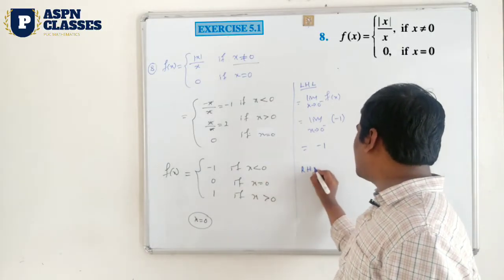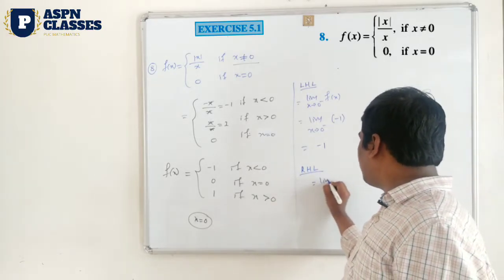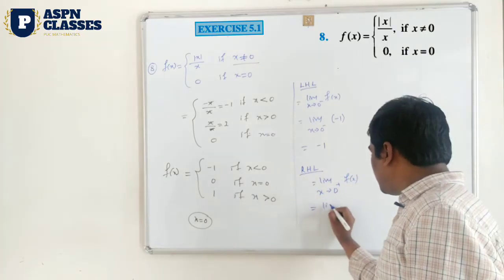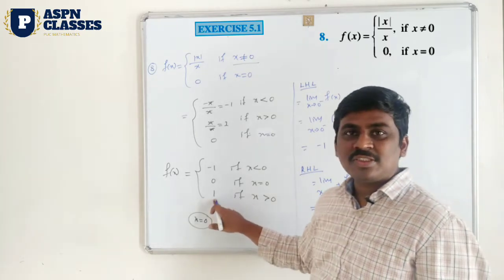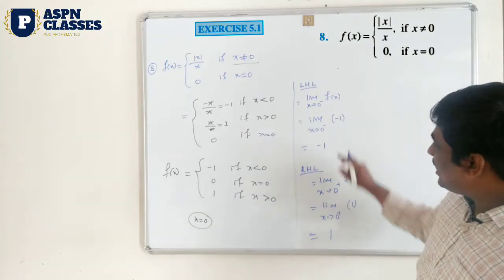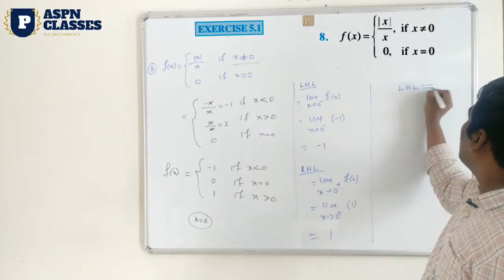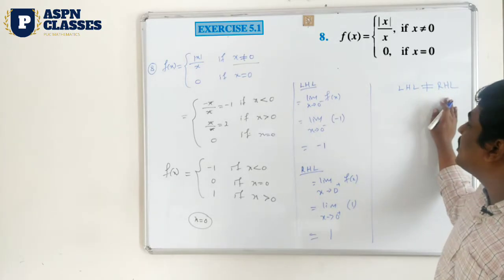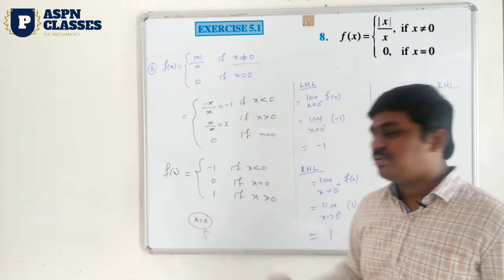Similarly, you can find the RHL. In RHL, you check the limit of x tends to 0 plus of f of x. What is the result when x is greater than 0? The answer is 1. So write it here, 1, and you get plus 1. Are RHL and LHL both equal? No, these two are not equal. LHL is not equal to RHL. Therefore the given function is discontinuous at x equal to 0.